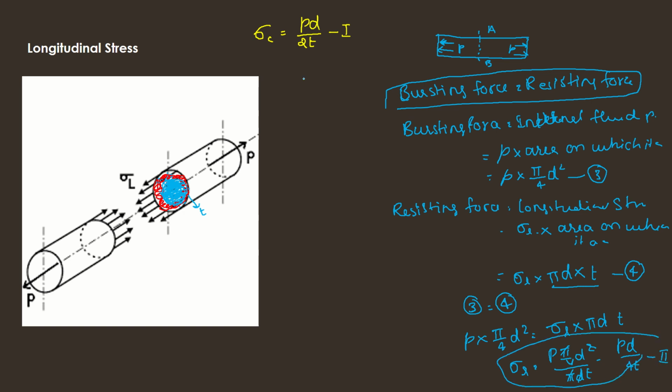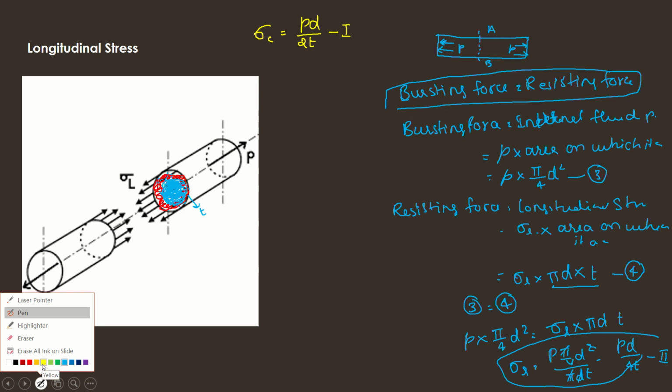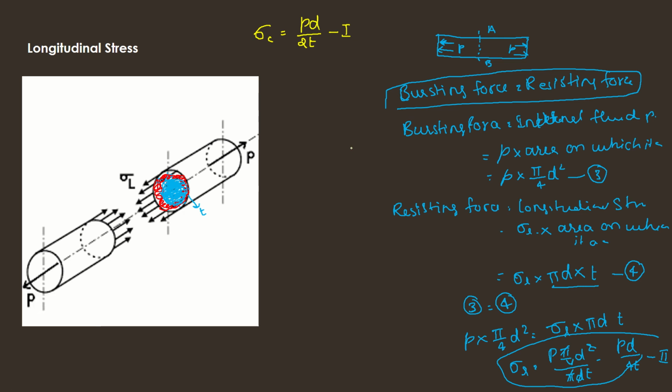So initially what we have in the first equation, sigma C is equal to PD by 2t. So from this I can write sigma L is equal to half of sigma C, or simply you can say sigma C is twice sigma L. That is, circumferential stress is twice the longitudinal stress, or longitudinal stress is half of the circumferential stress or hoop stress, right?